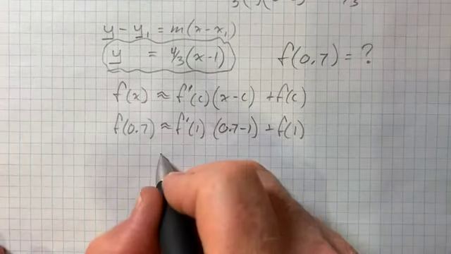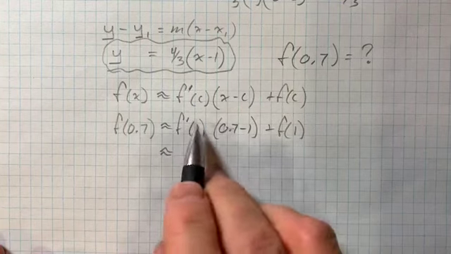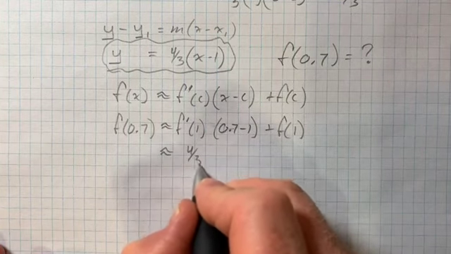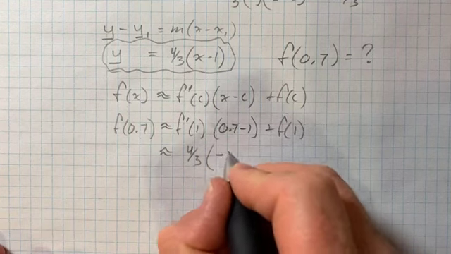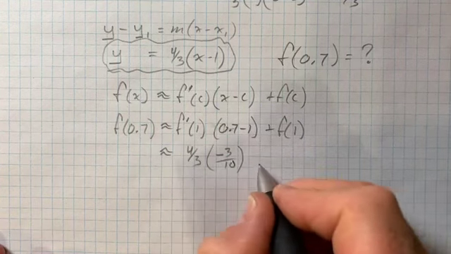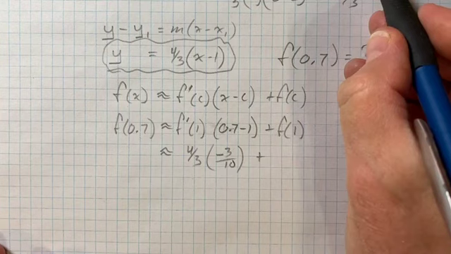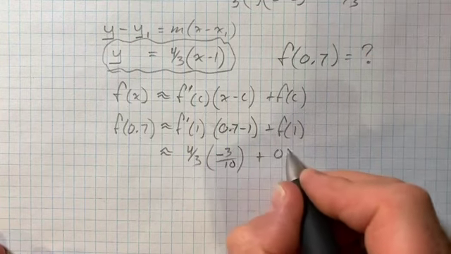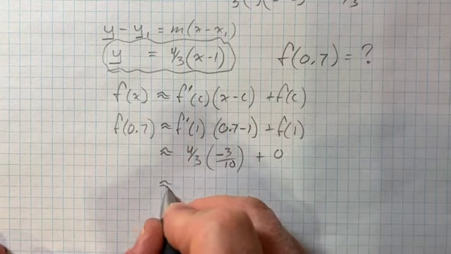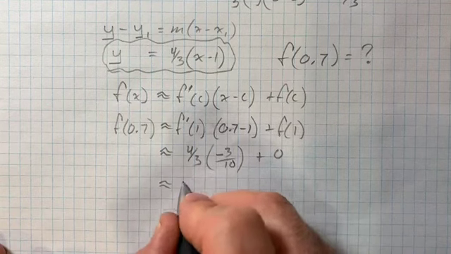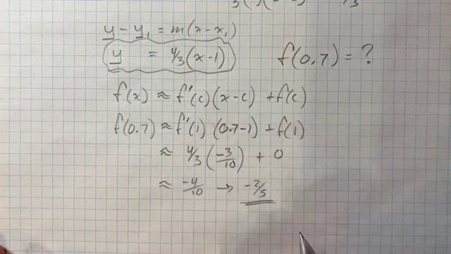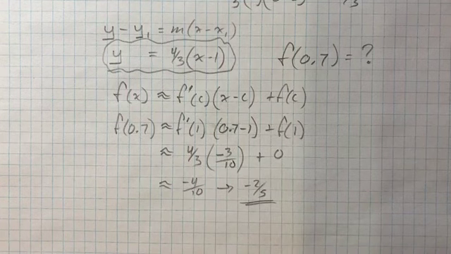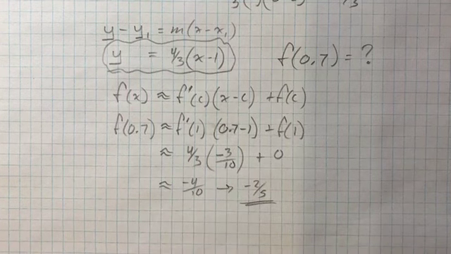Or in other words, this is approximately equal to the slope, which is 4/3, times 0.7 minus 1, this is negative 0.3 or negative 3/10, in other words, plus f of 1, when the x value is 1, y value is 0. So in other words, the 3's cancel, so it's negative 4/10. In other words, it's negative 2/5 or negative 0.4. Okay, so that's the first part.